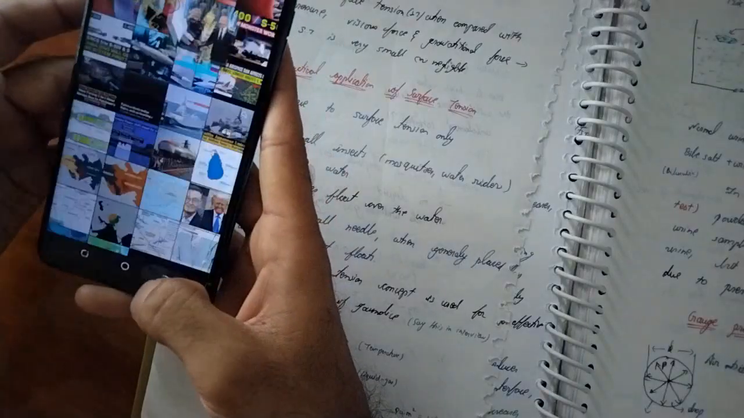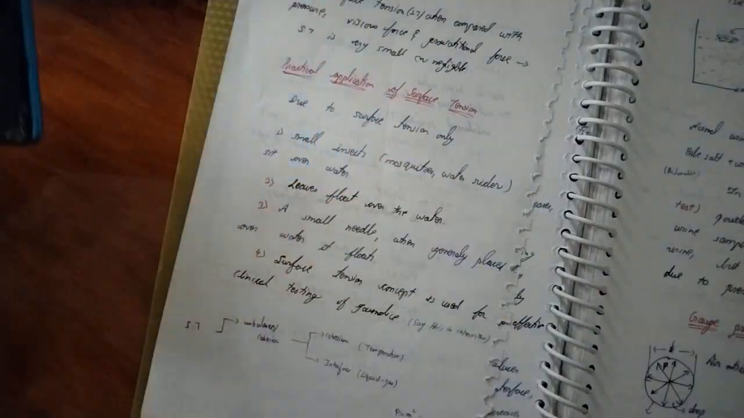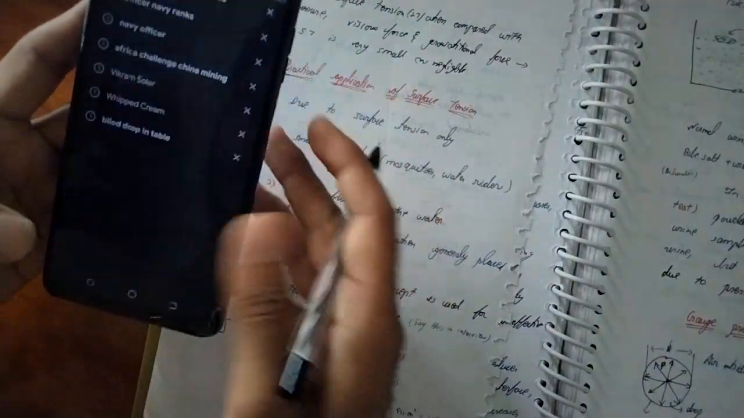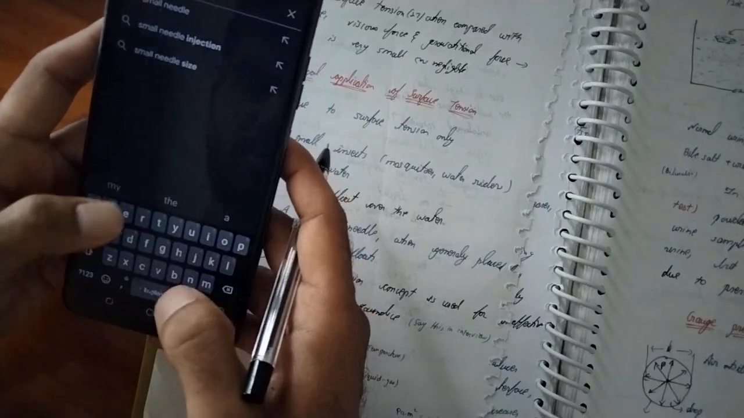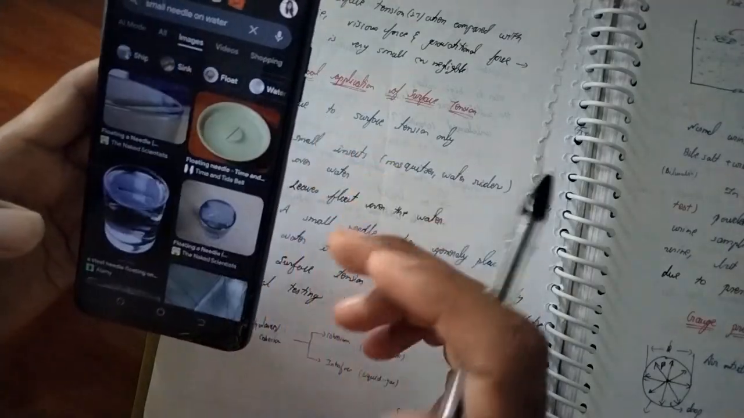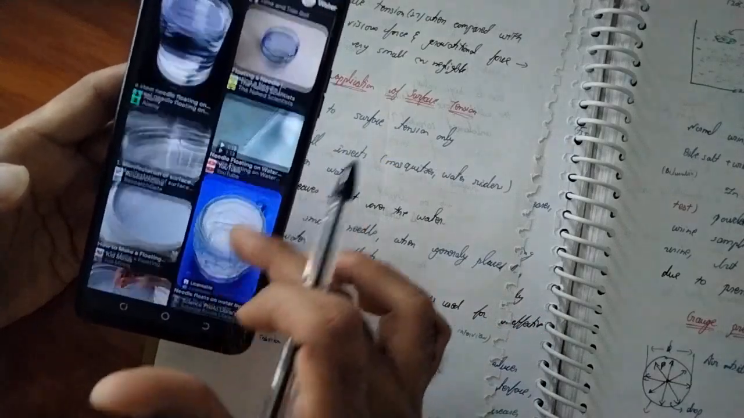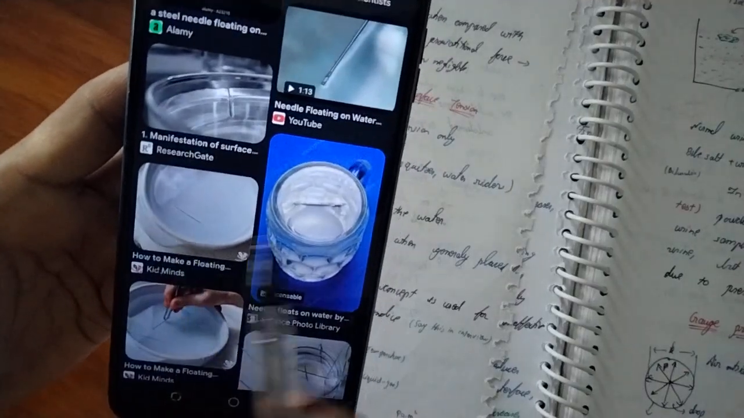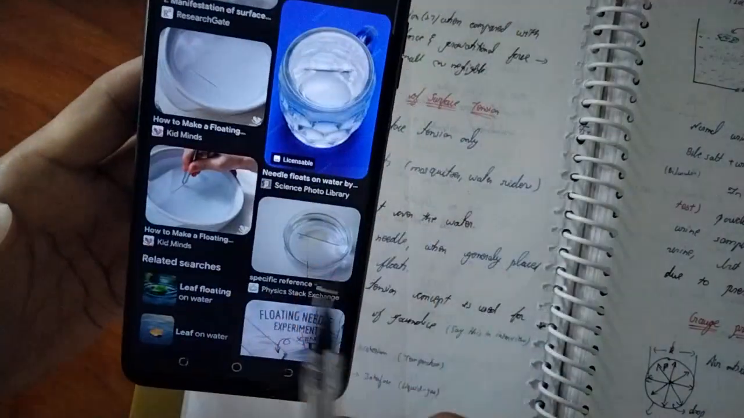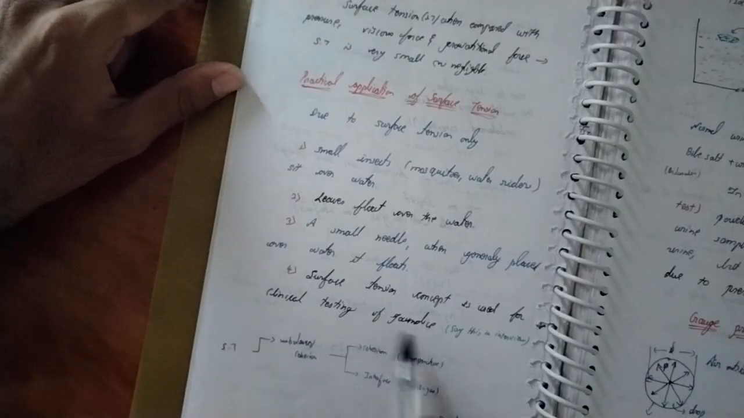I'll just show you some. So you can see here, guys, the needle is floating over the water. You can see a lot of needles floating over the water. So this is surface tension, and surface tension is also used in the clinical testing of jaundice.